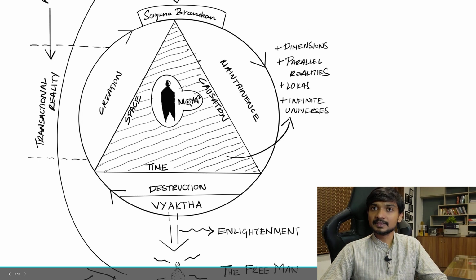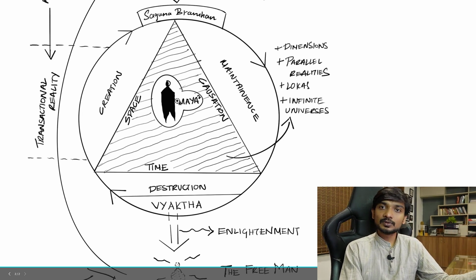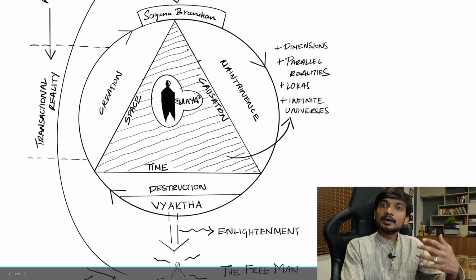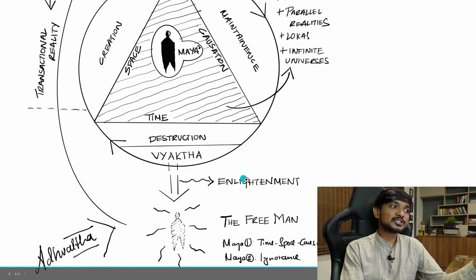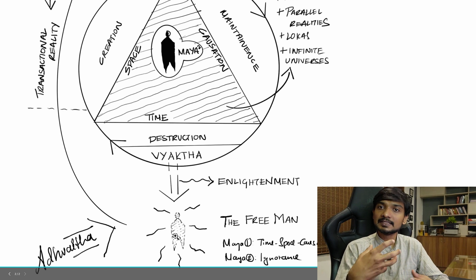So once someone realizes the truth and starts living the truth, he at some point comes out of Maya, and this process is said to be enlightenment. So this person who is enlightened is free from Maya. He is free from bondage, he is free from time, space and causation. Although he or she exists on this planet just like regular people, they are not bound by anything. They experience this entire universe as themselves.